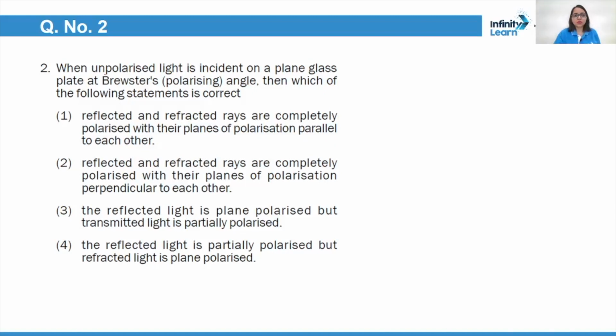Next is question number 2. When unpolarized light is incident on a plain glass plate at Brewster's angle, which of the following statements is correct? So, reflected light is plane polarized, but transmitted light is partially polarized when light is incident on a plain glass at Brewster's angle. So, the correct answer is option 3.